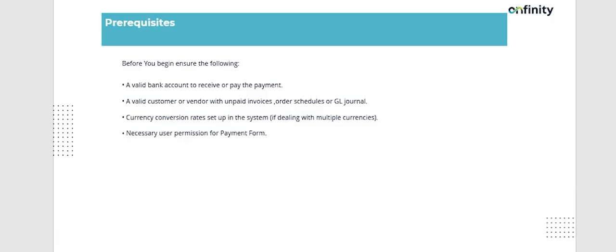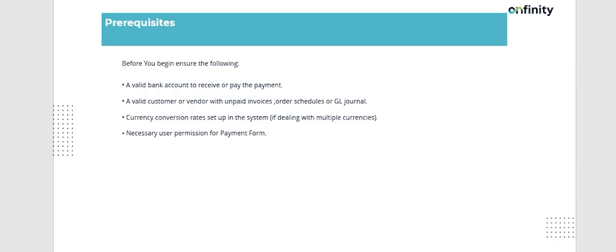Prerequisites. Before we begin, make sure the following setups are in place in the Onfinity system to use the payment form effectively and without interruption. Valid bank account. Ensure that a valid bank account is configured in the system from which payments can be made or received. Valid customers or vendors with open transactions. There must be customers or vendors with unpaid invoices, open orders, or unallocated GL lines available in the system. Only then can you select them and generate payment batch schedules against these records.